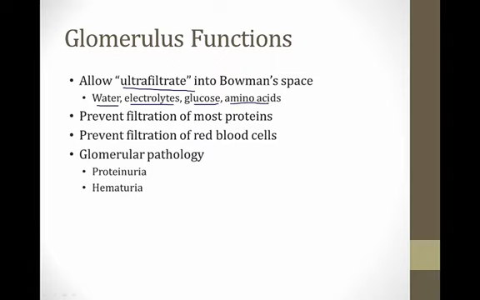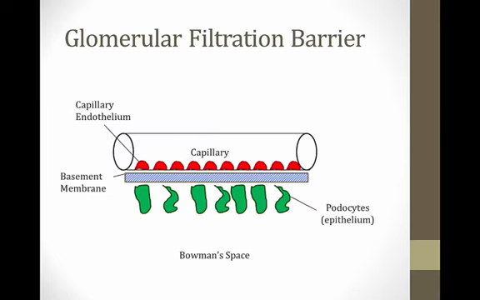Importantly though, the glomerulus wants to prevent the filtration of most proteins and prevent the filtration of red blood cells. So when you have a sick glomerulus, you get protein and blood in the urine, and that's called proteinuria and hematuria. In order for things to move from the glomerular capillary into Bowman space, they have to pass through the glomerular filtration barrier. It's very important that you understand the three components of the filtration barrier because the pathology in all these diseases involves these three components.